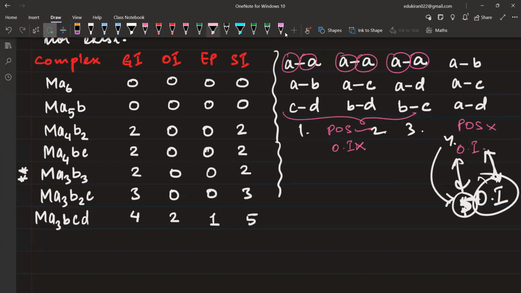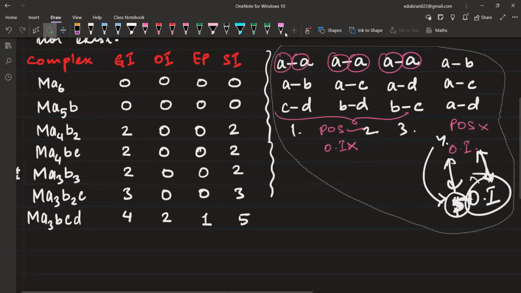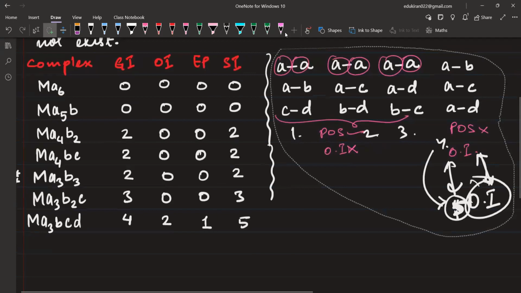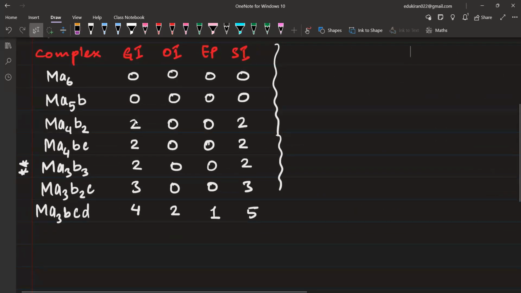Now, let us look at the next case. Now, why I am explaining each and every case is because if you have a complex, then you don't need to remember this whole table. You don't need to remember it. There are some specific cases which we will tell you, where you have to give a little attention.